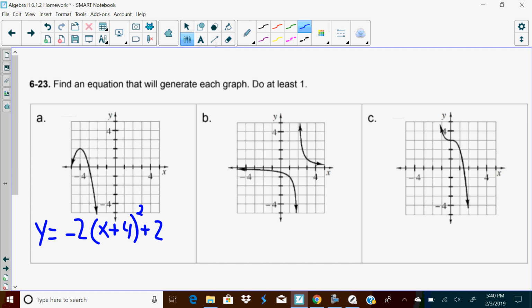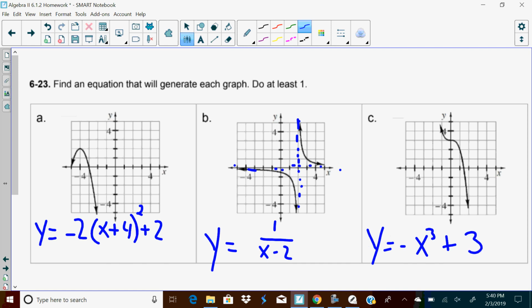Okay, B, it's a hyperbola. So it's going to be y equals 1 over x minus 2. Because the asymptotes are right here and right here. So they meet at 2, 0, and it's positive. And C is going to be negative. It's y equals negative x cubed plus 3. And if you plug in a point, so if we plug in 1, we get 1 cubed is 1, negative 1 plus 3 is 2. So 1, 2 is going to be 1 of the points.